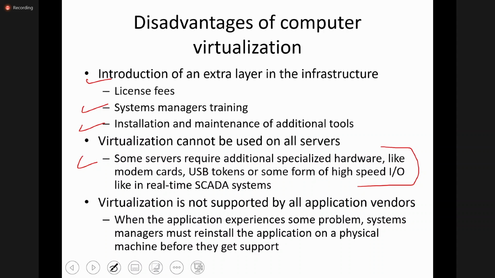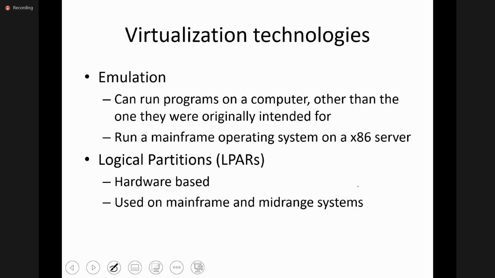So there are some applications that do not support virtual machines. Someone offering a copy for virtual machines or multi-users, he may not be offering a multi-users copy. So not all applications may fit or be installed in the virtual machines.